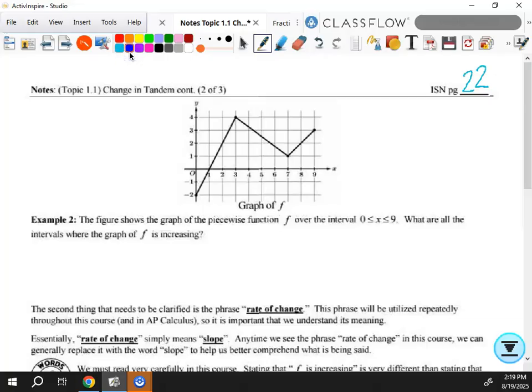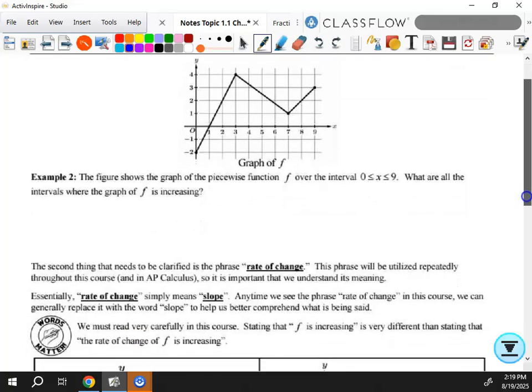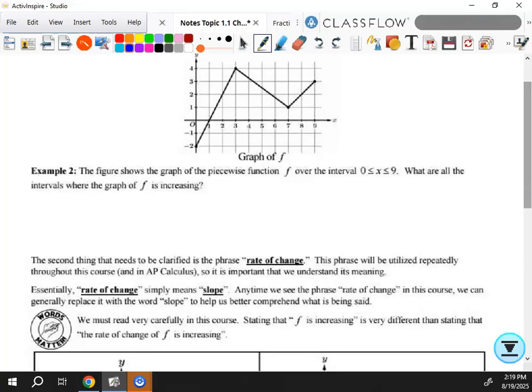Example 2. The figure shows the graph of the piecewise function f over the interval from 0 to 9. This is written in inequality notation. We are not writing anything in inequality notation, but we have to be able to read it. It could be either given to us in inequality or in interval, but we're writing everything in interval notation. This statement in interval notation looks like this. Not always, but sometimes when it's inequality, I change it to interval because it makes more sense for what we're doing. But that's just kind of a personal preference there.